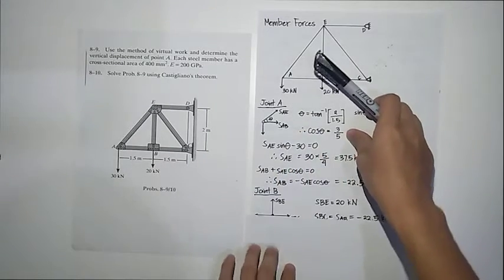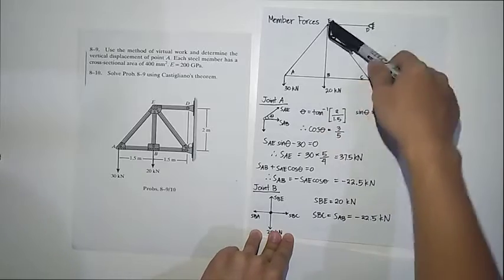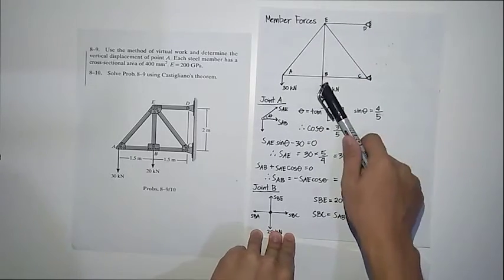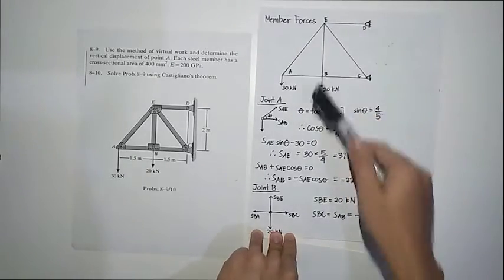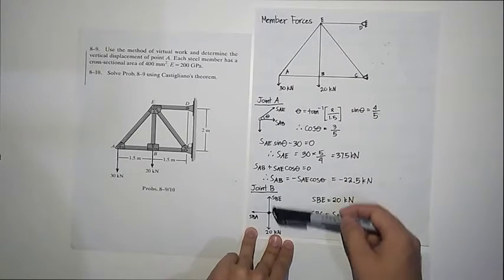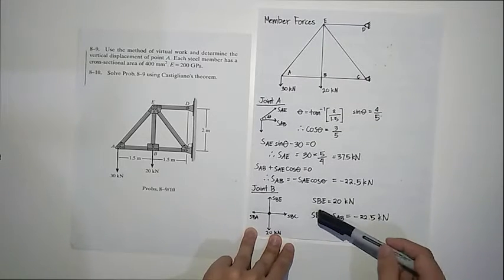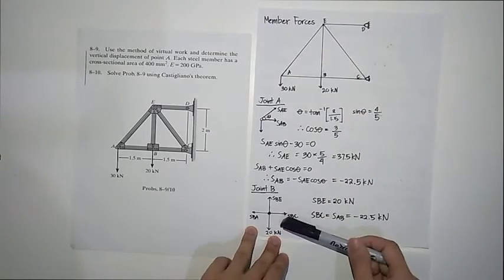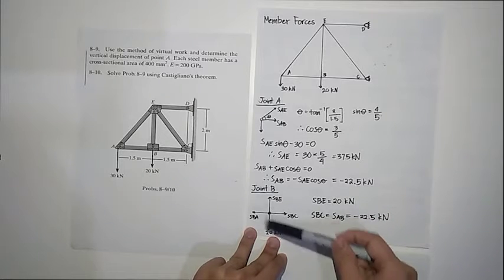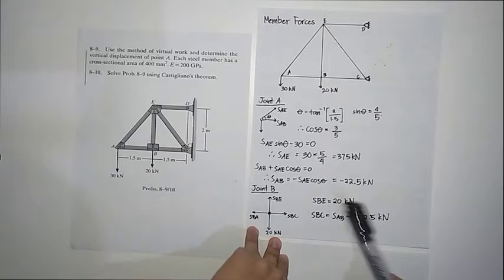So, sa susunod po ay, tapos na po tayo sa joint A. Tapos na po tayo sa A at saka B. Sa susunod po, dito na naman tayo sa joint B. So, ito po ang mga members na naka-interconnected sa joint B. Uunahin po natin ang BE na alam na po natin na may 20 kN. So, automatically po na ang BE po dyan ay 20 kN.